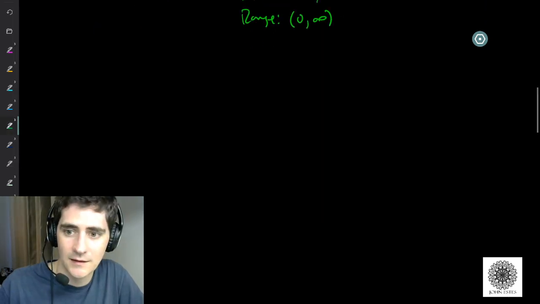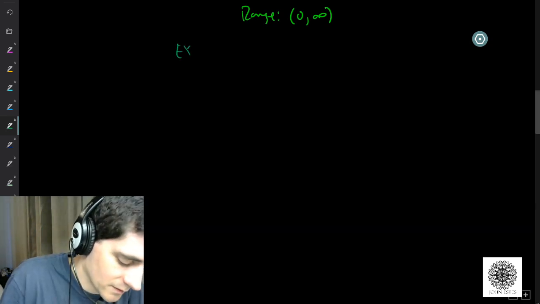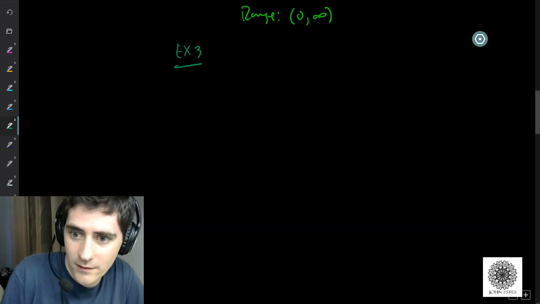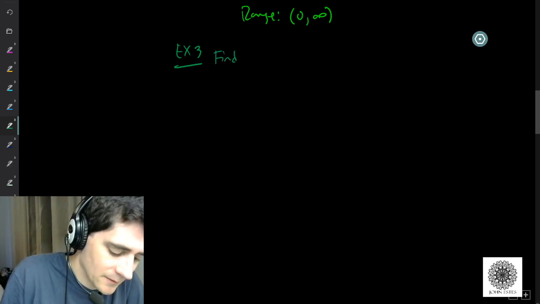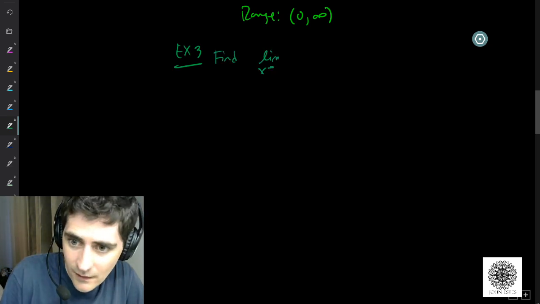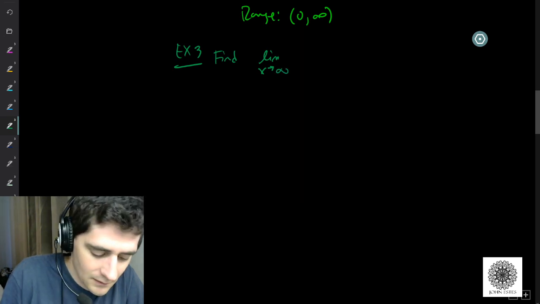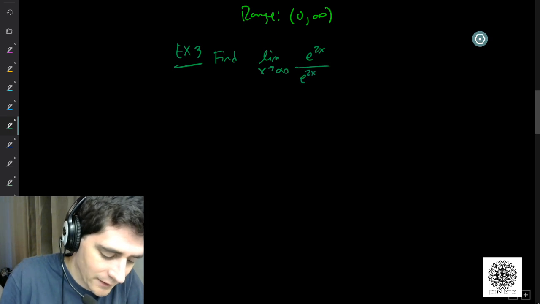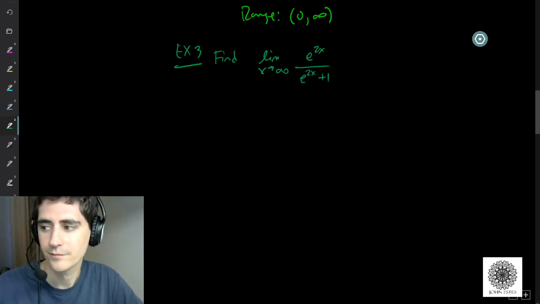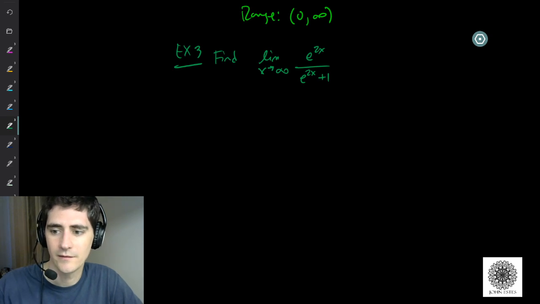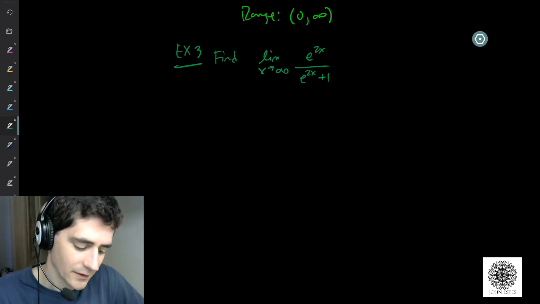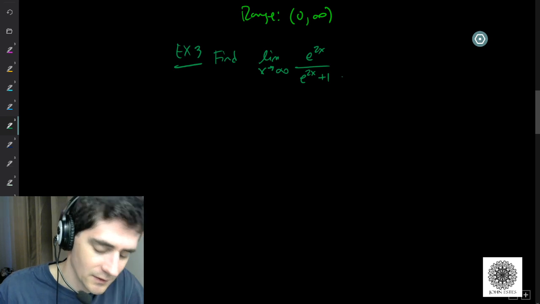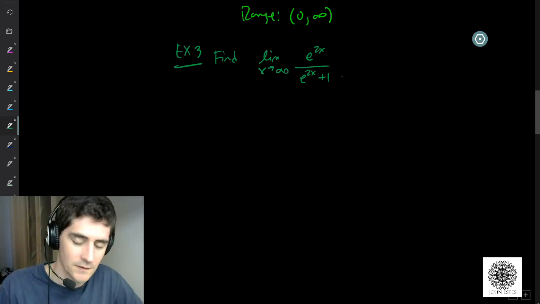All right, so let's take a look then at how you would approach a problem like this. This is example 3 from the text. We want to find the limit as x approaches infinity of e to the 2x over e to the 2x plus 1. Now, expressions like this have a significance that we don't really have to worry about currently. But anyway, how would you approach this? What is going on with this complicated function as we go out to infinity?